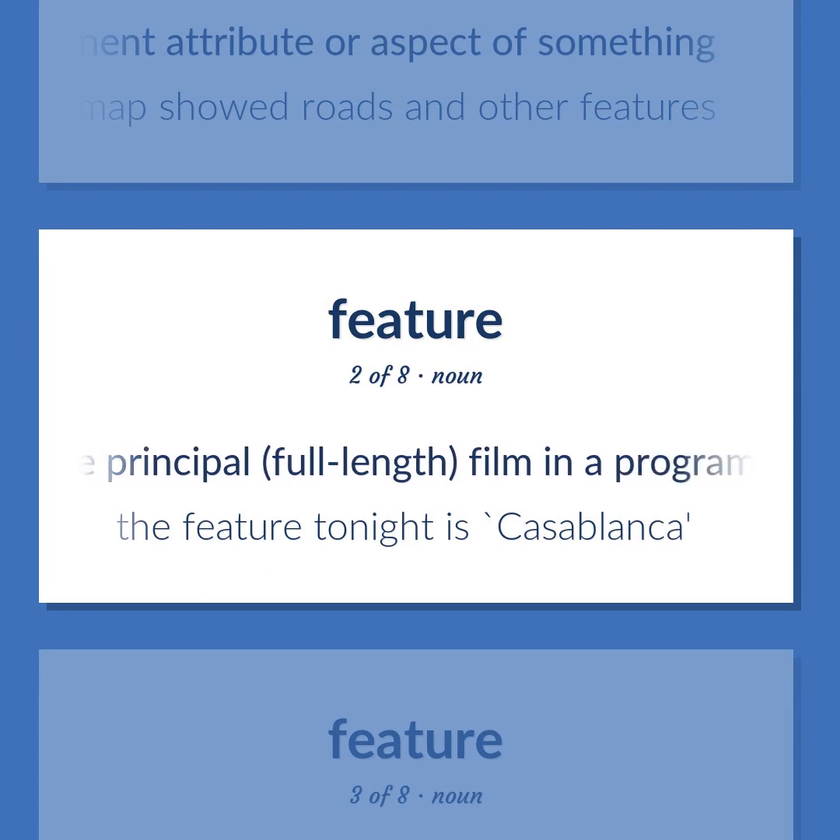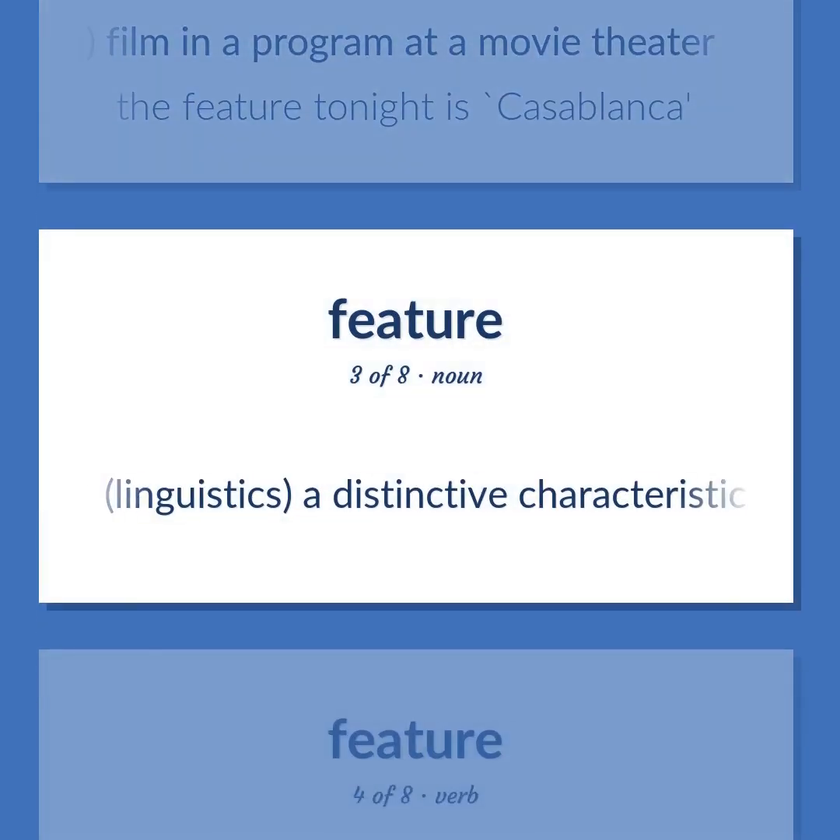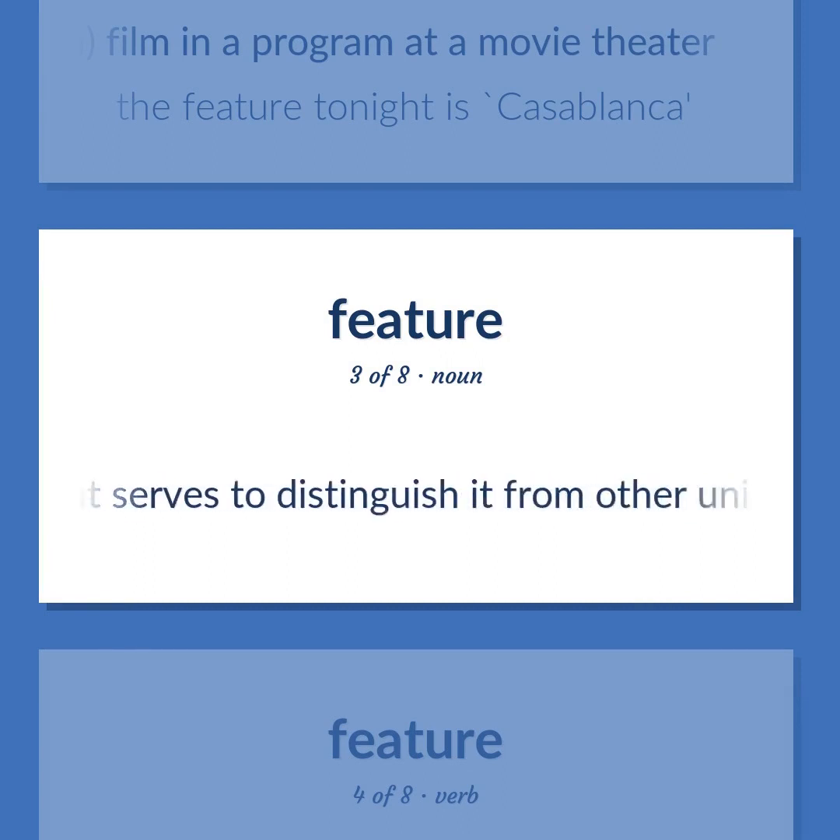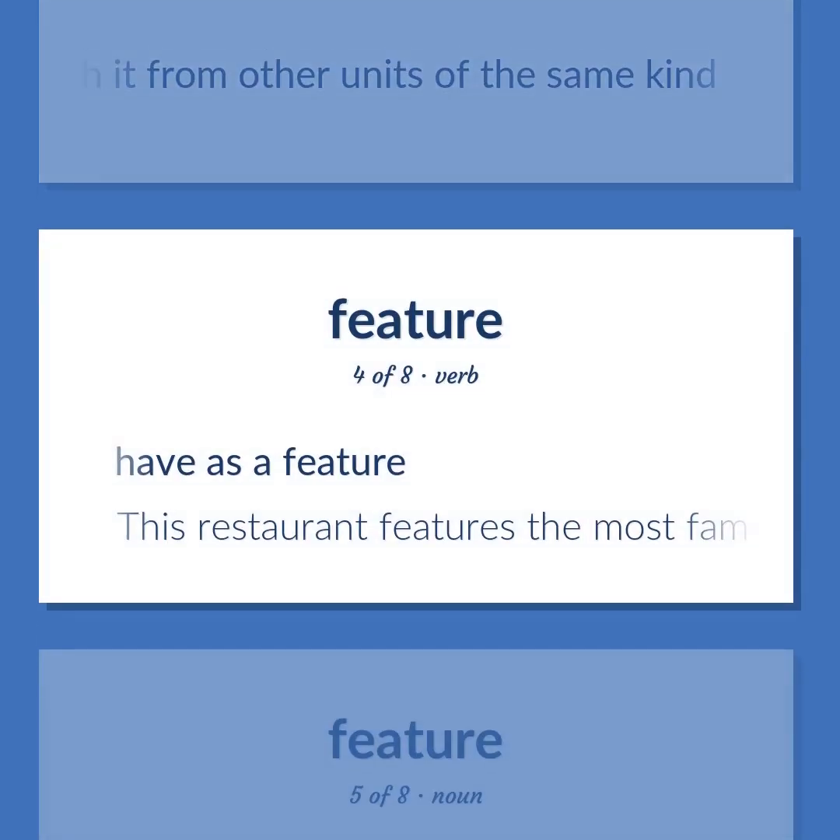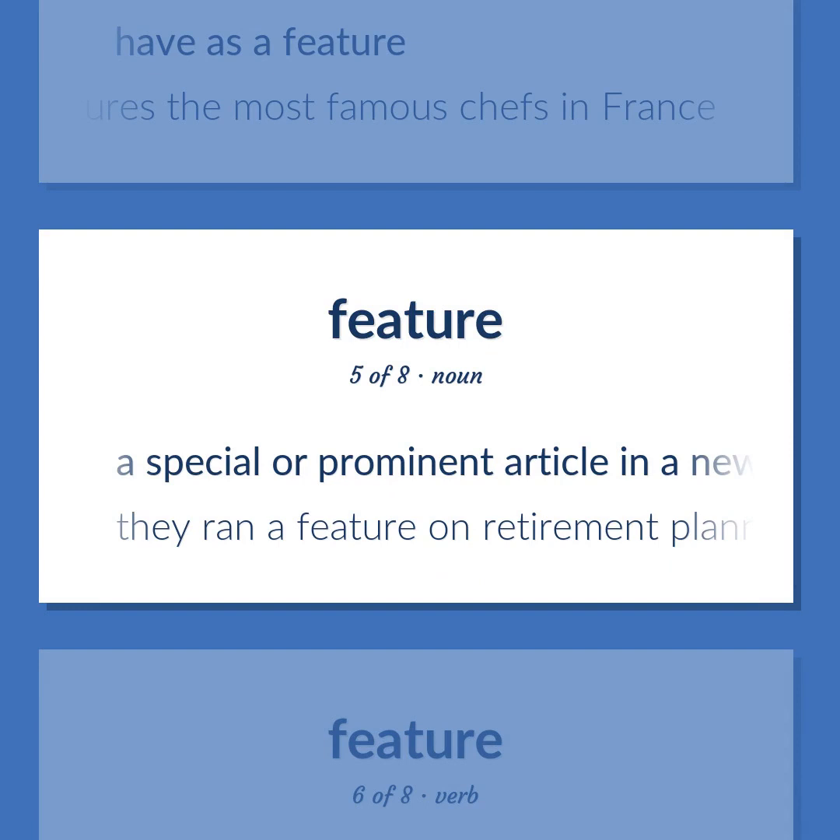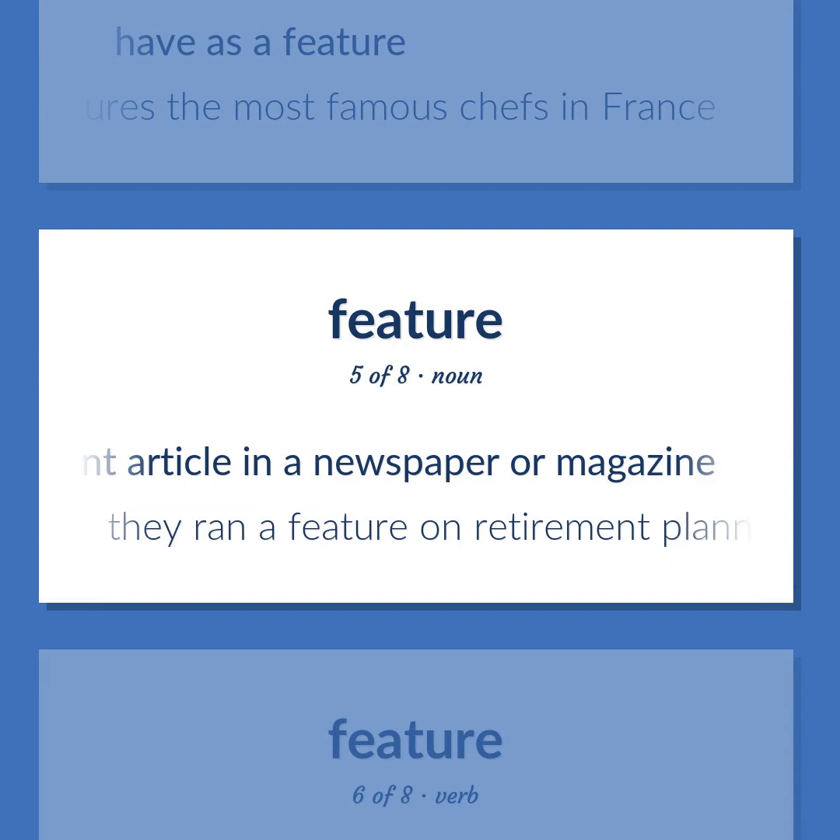The principal, full-length film in a program at a movie theater. The feature tonight is Casablanca. Linguistics. A distinctive characteristic of a linguistic unit that serves to distinguish it from other units of the same kind. Have as a feature. This restaurant features the most famous chefs in France. A special or prominent article in a newspaper or magazine. They ran a feature on retirement planning.